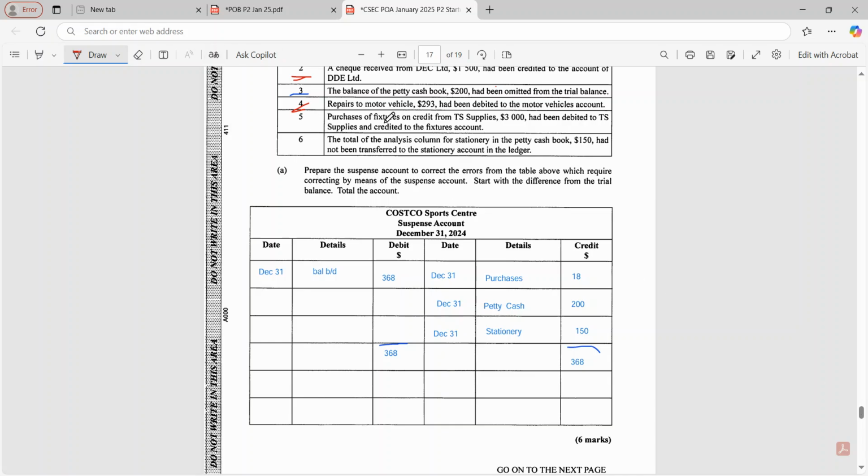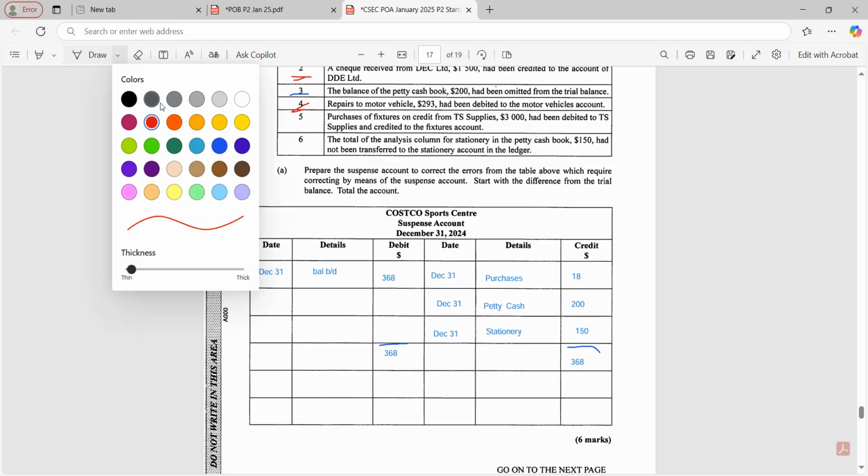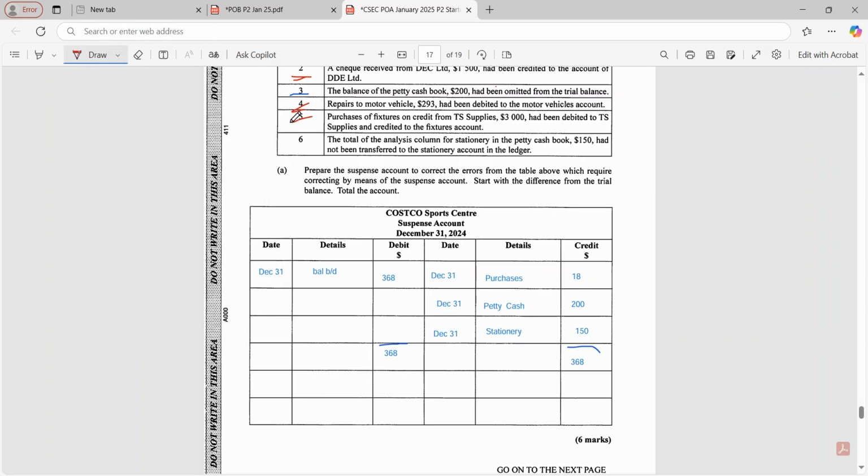The fifth item, purchases of fixtures on credit from TS Supplies, $3,000 has been debited to TS Supplies and credited to the fixtures account. So what we find here is that there's a reversal of entries, right? So where we should have debited, we credited, and where we should have credited, we debited. Now, when you have errors like this, you find it in your general journal, firstly, and secondly, you have to multiply the figure by 2.